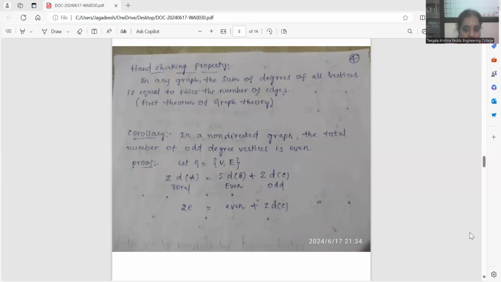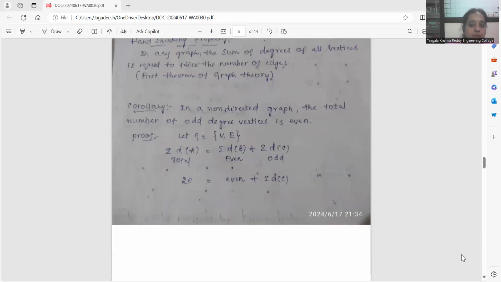Exactly 2 edges. If you take another vertex, to make it a graph, exactly 2 edges will be incident on that vertex. So for one vertex, 2 edges, and again for another vertex, 2 edges. So if 2 vertices are present, how many edges are present? 4 edges are present. So exactly the number of edges will be twice the number of vertices. This shows the proof.